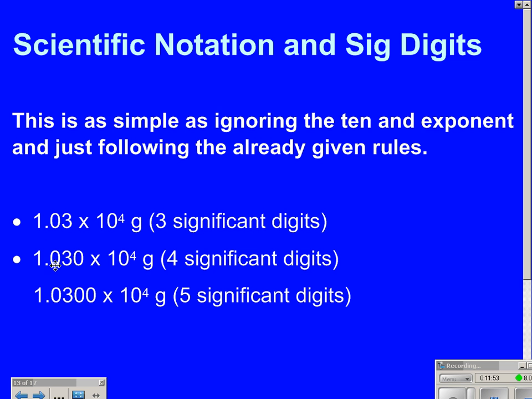Here we have the 0 in between, it counts. We've got a 0 at the end and a decimal, so all 4 of these count. Here we have a 0 between non-zero numbers and 2 zeros at the end and a decimal, so we have 5 significant digits. Does this kind of make sense?